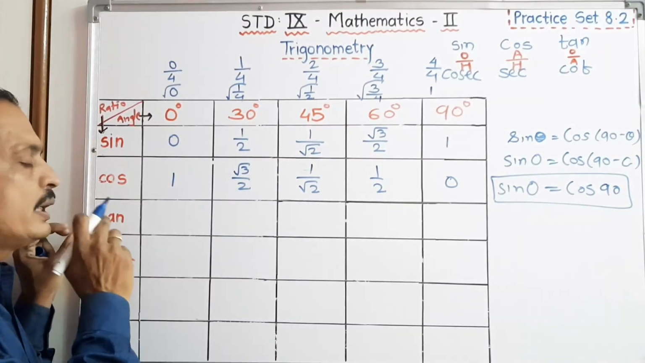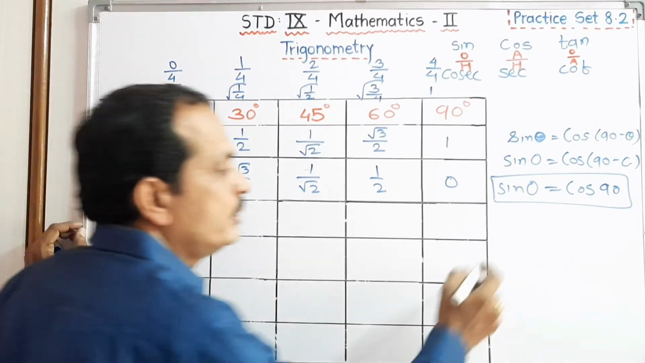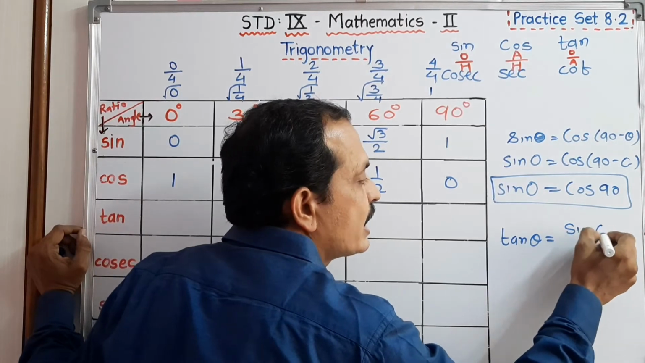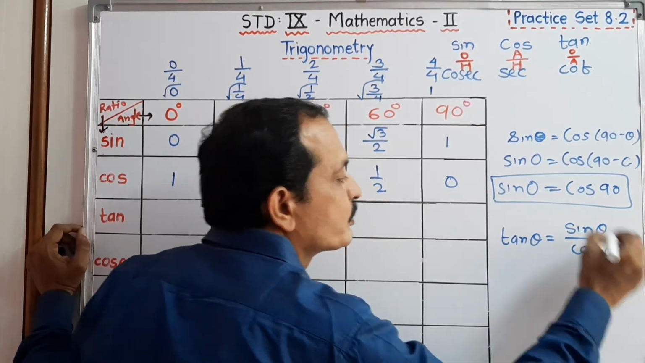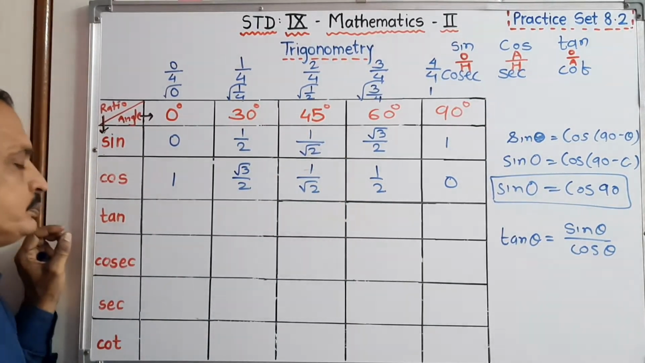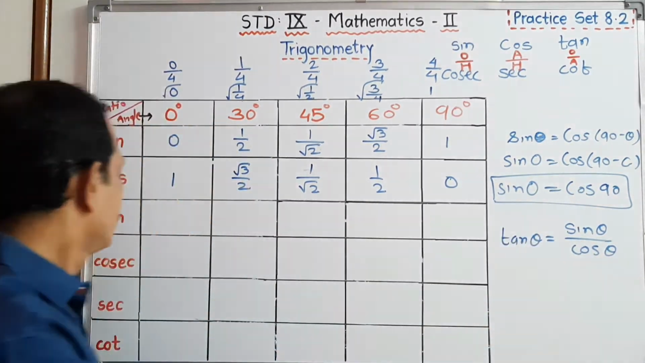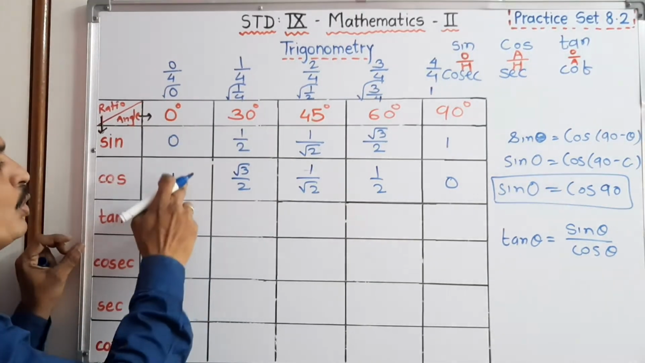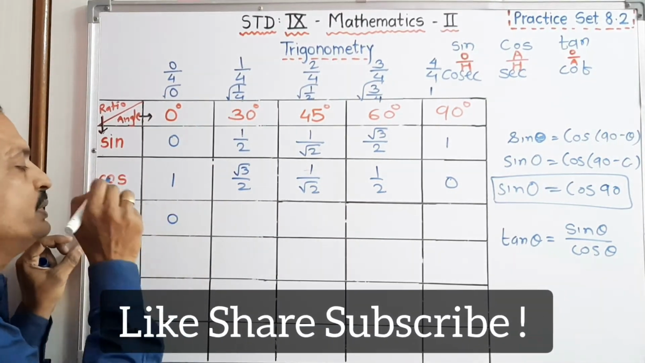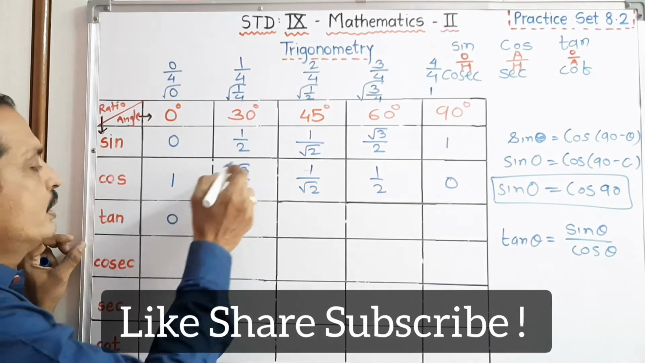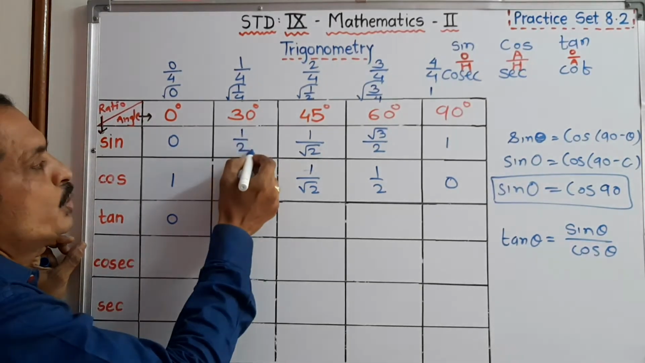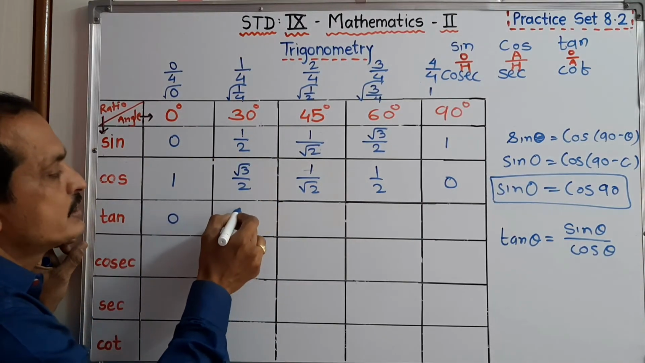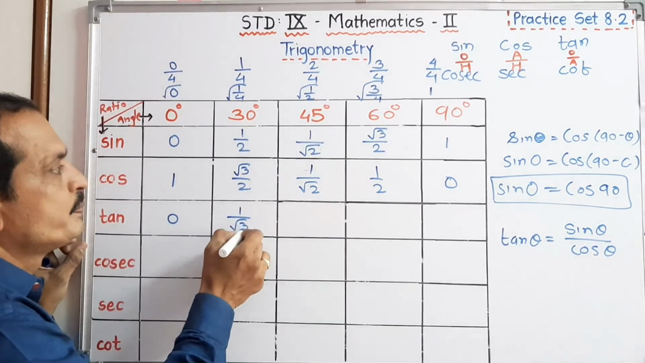Now we have to write the tan theta. Just now we learned what tan theta is. We know that tan theta means sin theta upon cos theta. Sin theta upon cos theta: 0 upon 1 means 0. Here tan theta means 1 upon 2 divided by root 3 upon 2. These two get cancelled, it is 1 upon root 3.